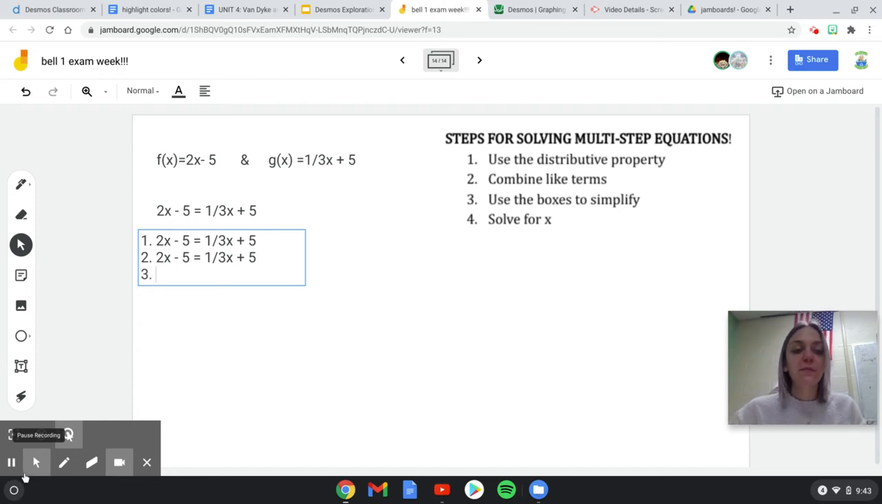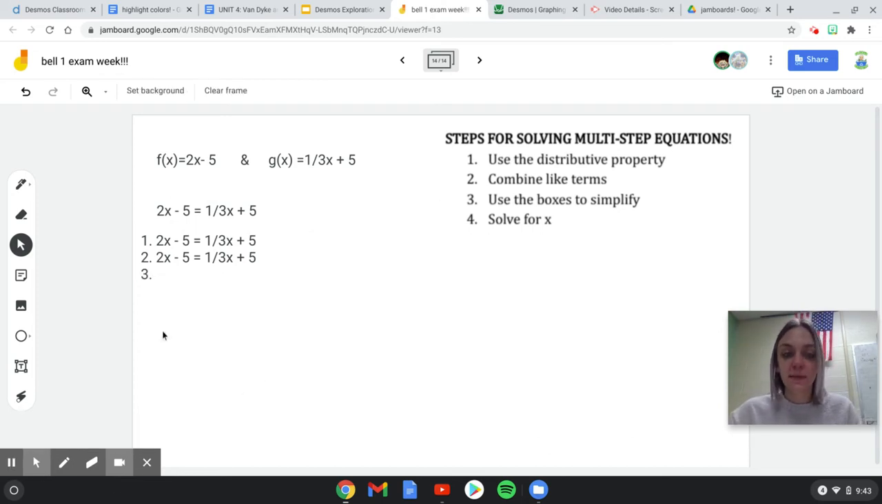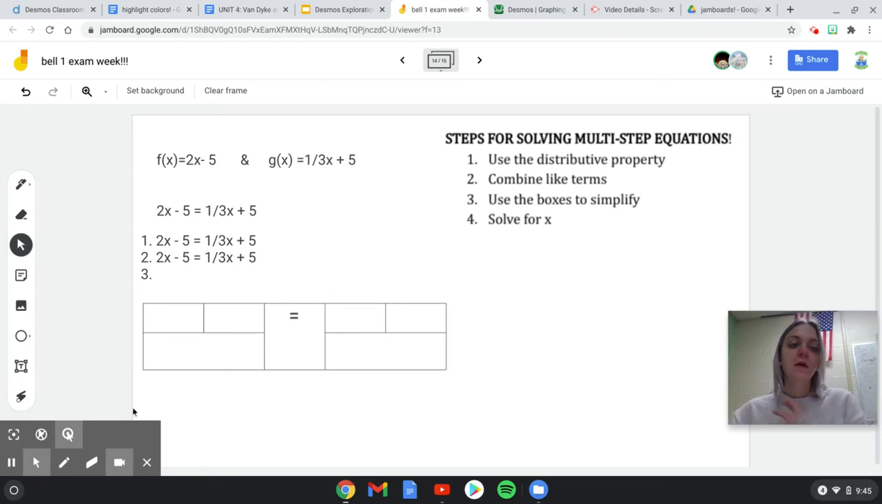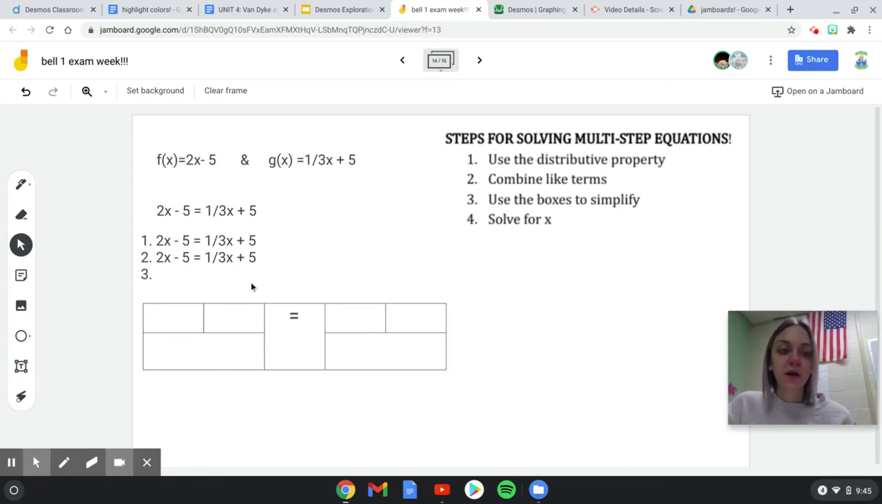For step 3, I'm ready to use my boxes to simplify. So I need to look at my equation and see where my variable is bigger. So I have a 2x and I have 1/3 x. Obviously 2 is bigger than 1/3. So I'm going to keep my variables on the left side, which means my constants are going to come over to the right side.